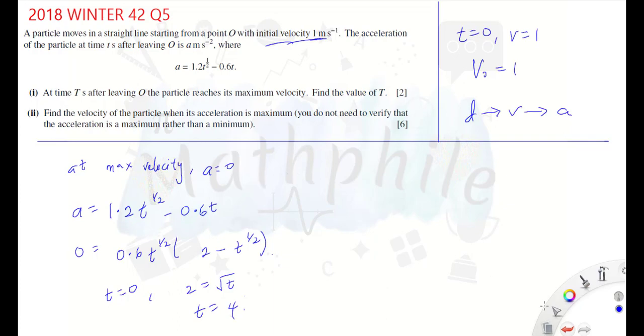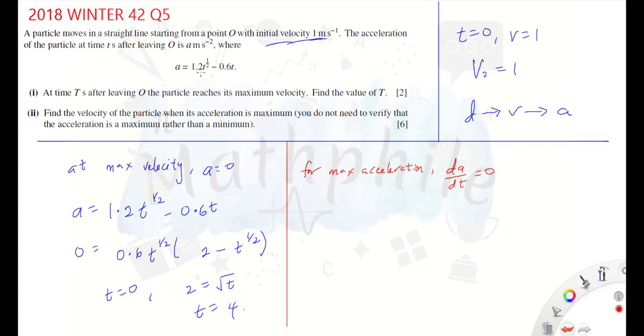Okay, so the second part of the question says find the velocity when the acceleration is maximum. For maximum acceleration, what can you say? The jolt or jerk is 0, or change in acceleration is 0. All of them are actually change in acceleration. So for max acceleration, the change in acceleration, da/dt, is equal to 0.